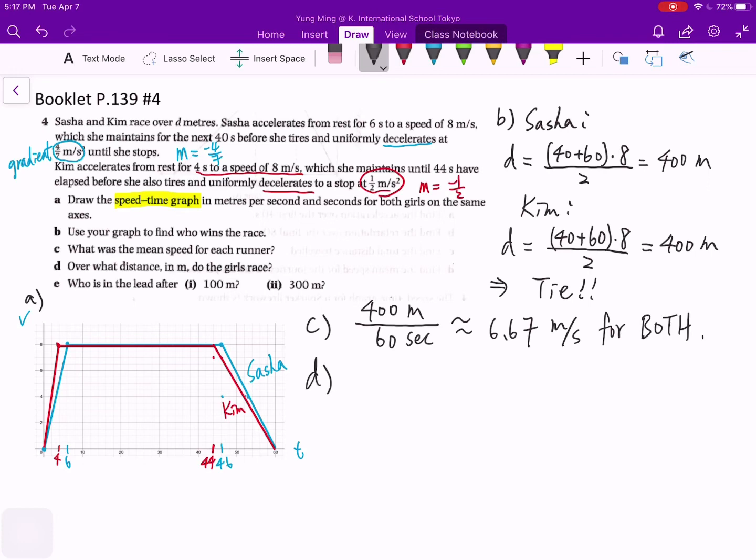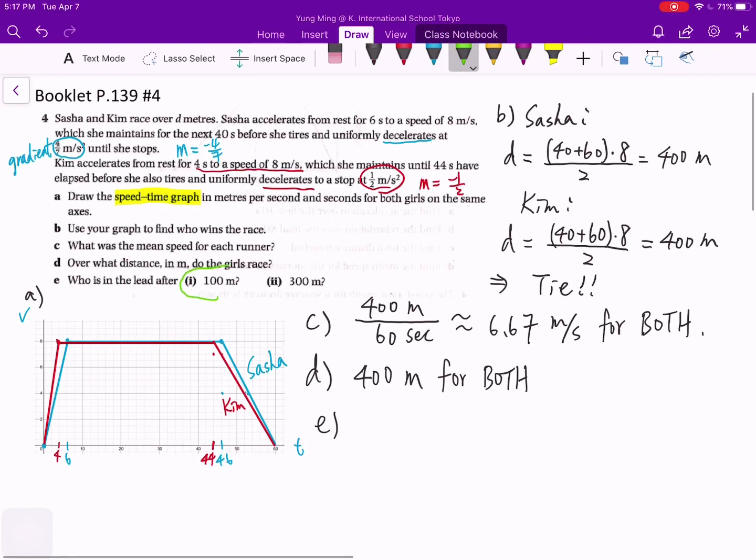Part D, if we answered part B already, part D is supposed to be easy to answer. So over this amount of time, we should see that they both ran for 400 meters. Okay, so 400 meters for both. Now part E is a harder one. Who is in the lead after 100 meters and 300 meters? Okay, I'm just gonna focus on part 1 only, okay? So part 2, I'll leave that for you as an exercise. It's pretty much the same thing.